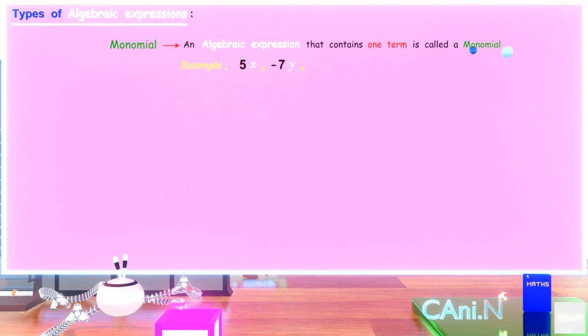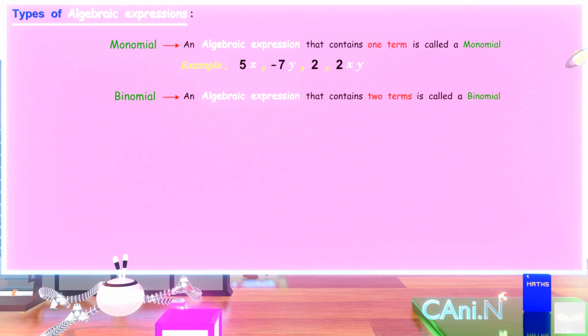Types of algebraic expressions. Monomial. An algebraic expression that contains one term is called a monomial. Example: 5x minus 7y, 2xy. Binomial. An algebraic expression that contains two terms is called a binomial. Example: x plus y, 2x plus 1, p squared minus q squared, 2 minus 3xy.